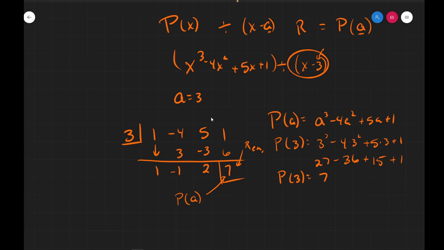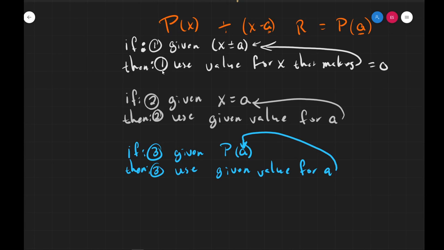Let's say there's a couple different ways that these problems can be presented. Actually, let me clear this off. There are 3 ways these types of problems can be presented to you. The first way is if they say here's a polynomial, divide it by whatever this thing is in parentheses. In order to figure out what number goes inside the little box up here that you're using for your synthetic division, you use the value that makes that thing 0.